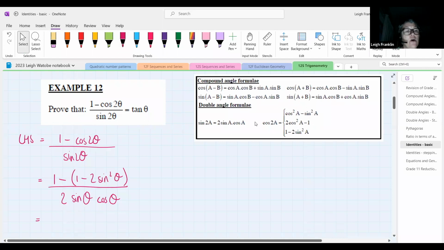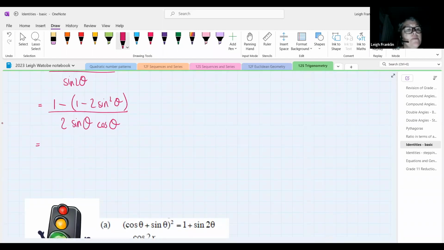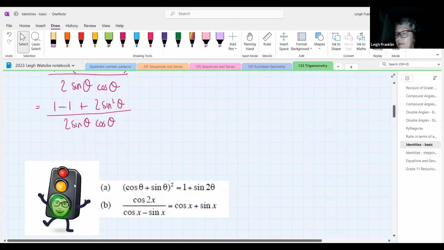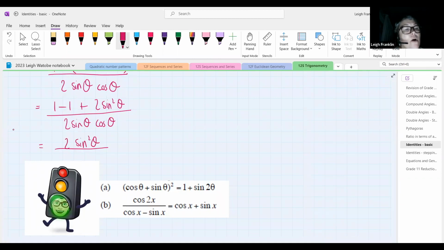Now I'm going to get rid of my brackets. That's going to leave me with 1 minus 1 plus 2 sine squared theta over 2 sine theta cos theta. Now, originally at the top, I had 2 terms. I then changed it into 3, but the 1 minus 1 means that that has now cancelled out, and I'm simply left with 2 sine squared theta over 2 sine theta cos theta.